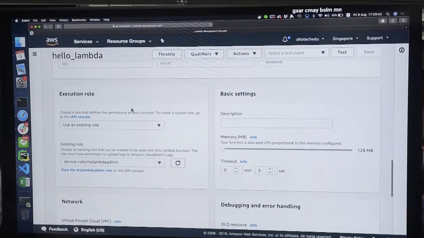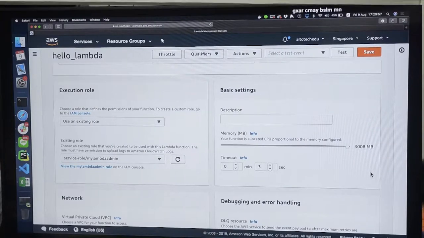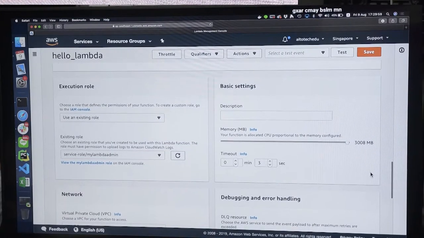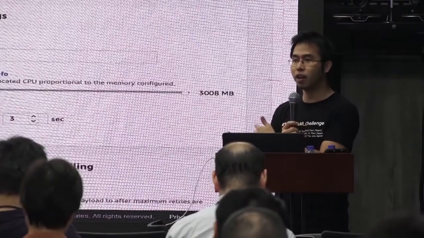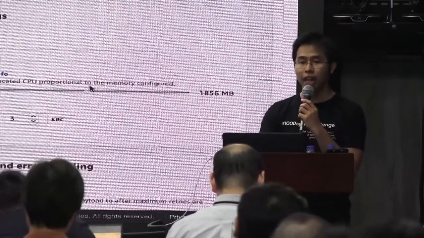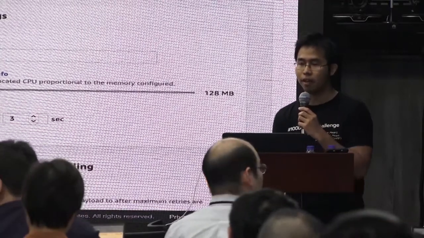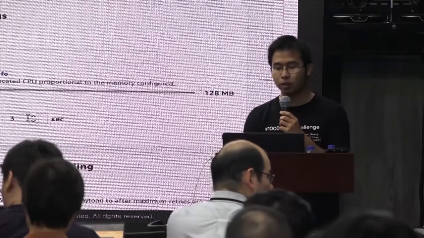If you go down a little bit, you can see that you can change the memory size of your function as well. The limitation is 3 GB, right? Like what I said, you have a limitation of 3 GB for your model to be deployed. So you have to know the size of your model, and you come and change it here. So now we use nothing. We just run simple Python code.